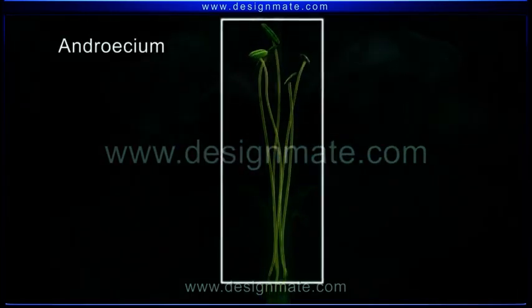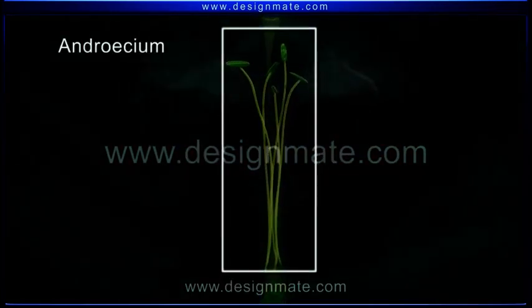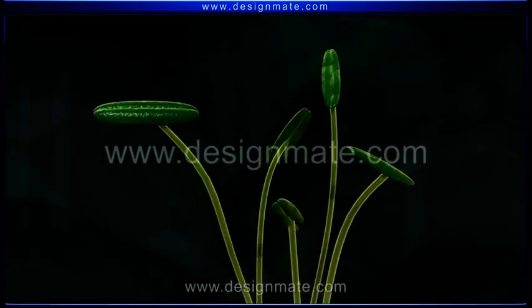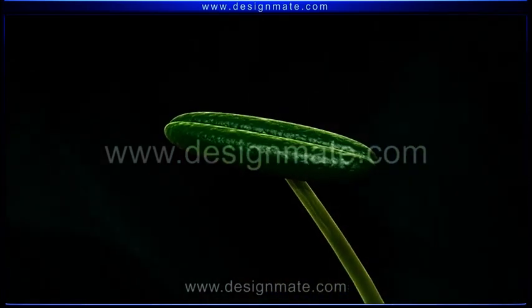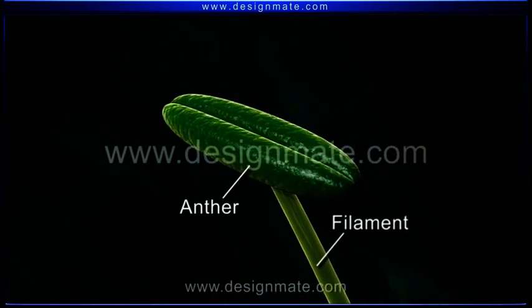The next inner whorl is the androecium, which is composed of a number of stamens. Each stamen consists of a filament, anther, and a connective.